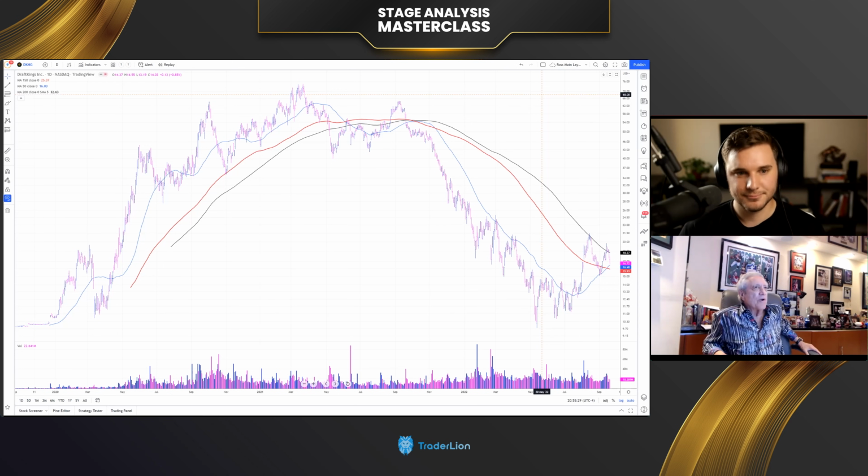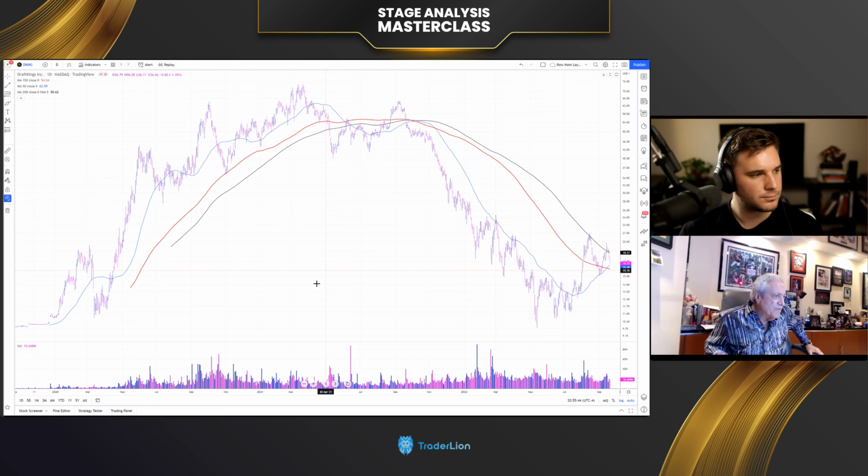It moved above the long-term MA. It went into stage two. You had a beautiful run of the stock. Look how it then made that distributional top there. It looks to me like probably about March, April of 2021. Yep. You start to roll sideways, you break below the short-term moving average.